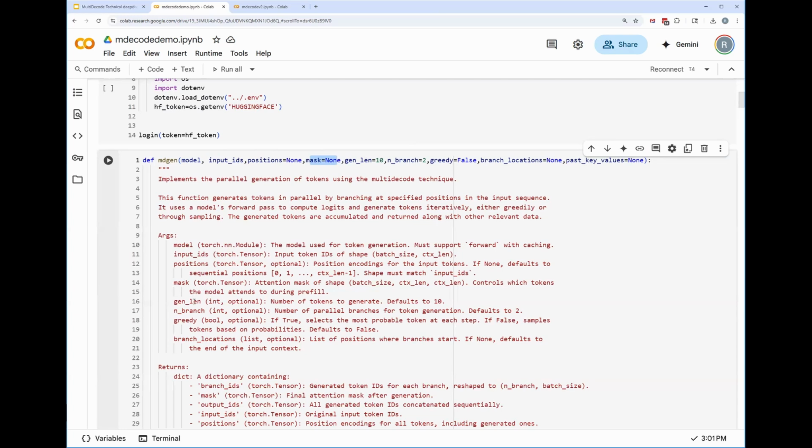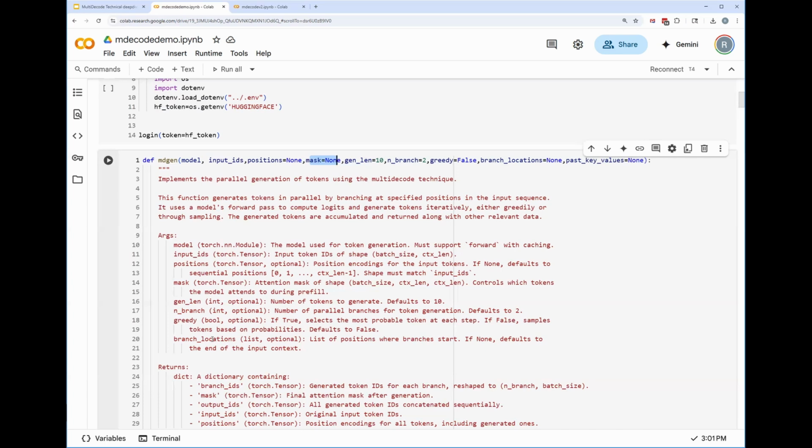Gen length is just how many tokens to generate each time you call this. Number of branches is how many parallel branches we're going to be generating. Technically that could probably change every time you make a call, but in all the cases I've done, the number of branches is the same. Greedy has a quick implementation of next token selection. I did greedy most of the time, but you can set greedy to false and sample.